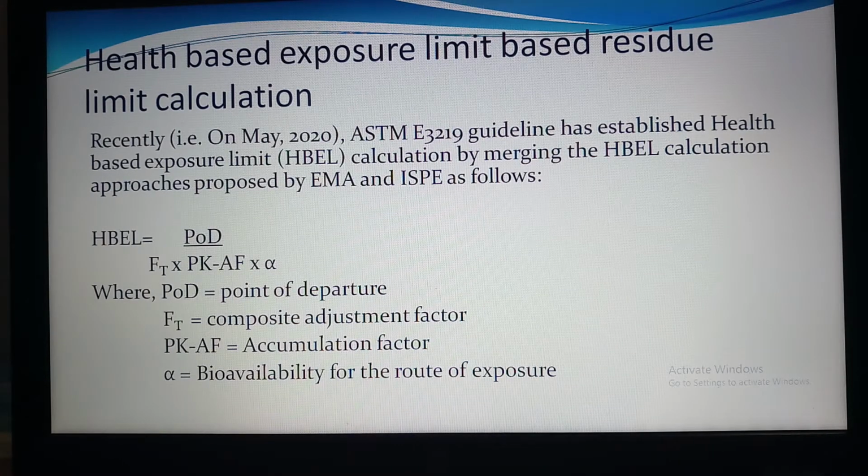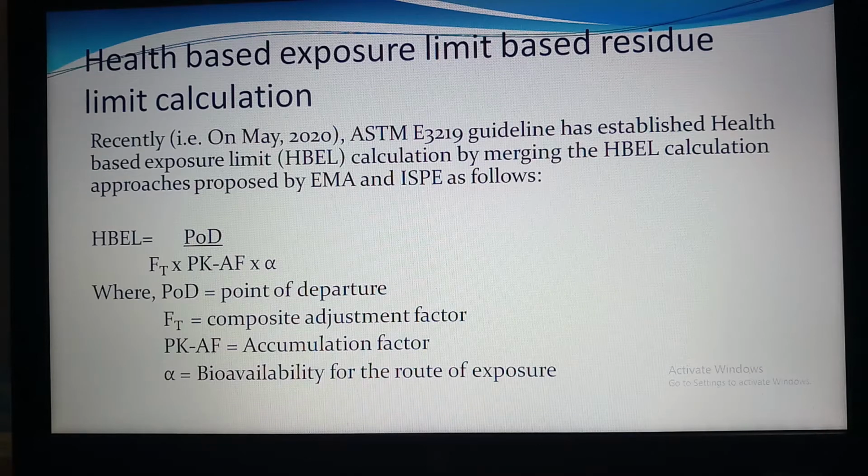Now a recent guideline, that is ASTM E3219, has established a health-based exposure limit, HBEL, calculation by merging the HBEL calculation approaches proposed by EMA, that is the European Medicines Agency, and ISPE, as follows: HBEL equals POD divided by FT into PKAF into alpha. Here POD is the point of departure. The point of departure may be NOAEL, no observed adverse effect level, or NOEL, no observed effect level, or LOEL, low observed effect level, or LOAEL, that is lowest observed adverse effect level.